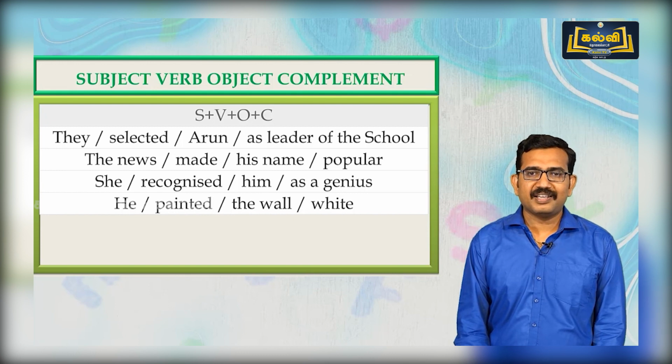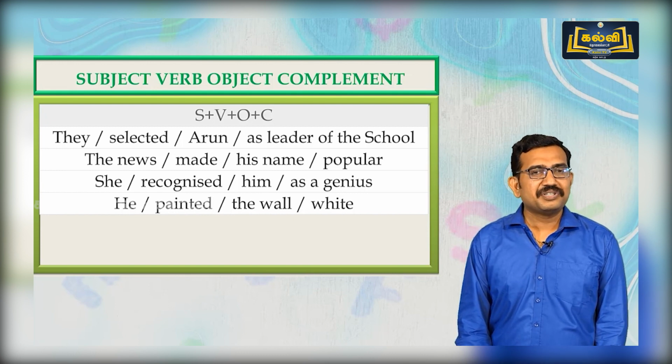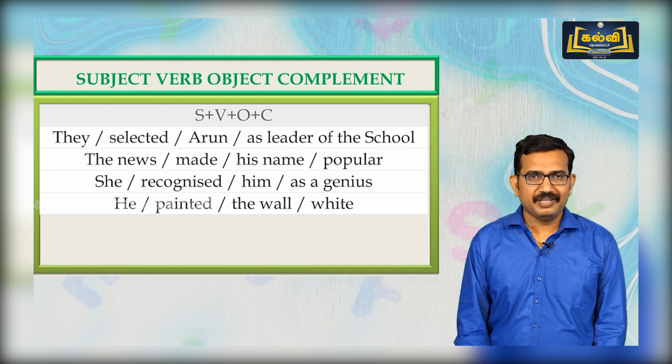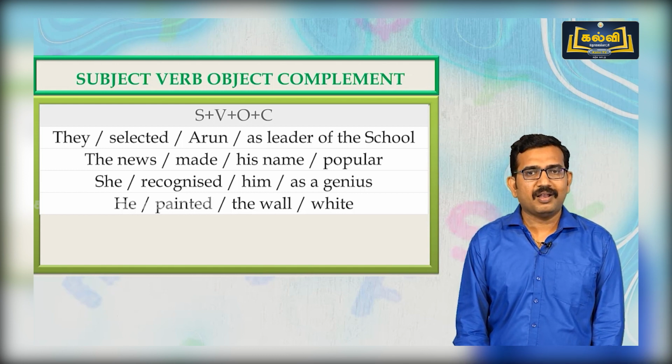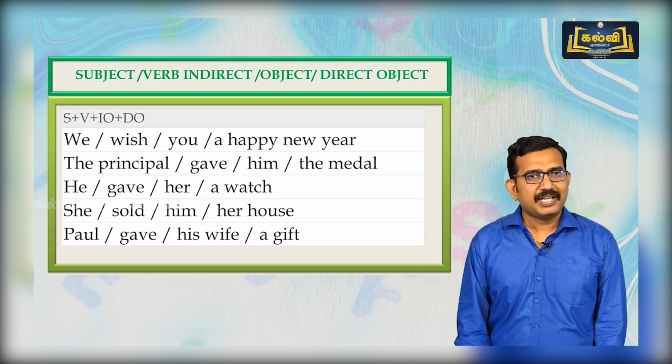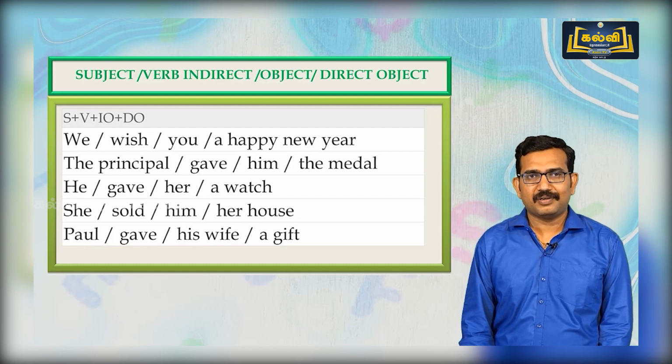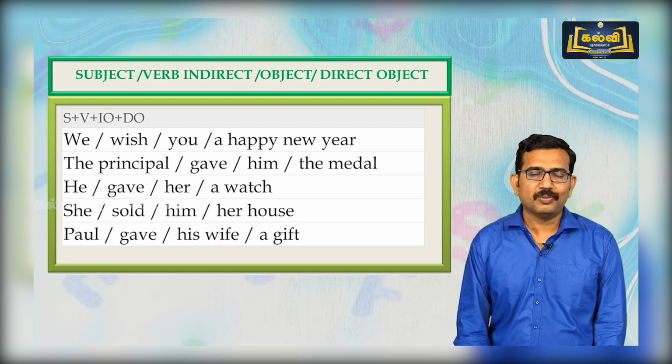The news made his name popular. She recognized him as a genius. He painted the wall white. So let's check some examples for SV, IO and DO.